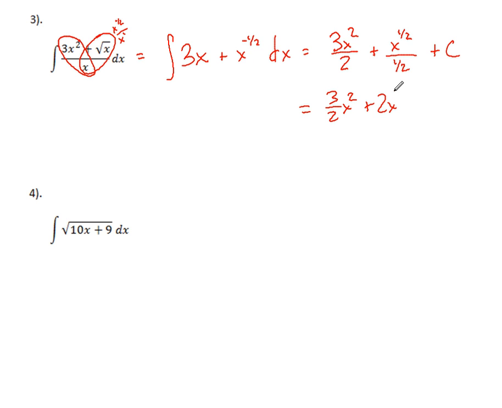I'd make this 2x to the 1/2, or 2 square roots of x, plus c. So either one of these answers is a perfect, good final answer.